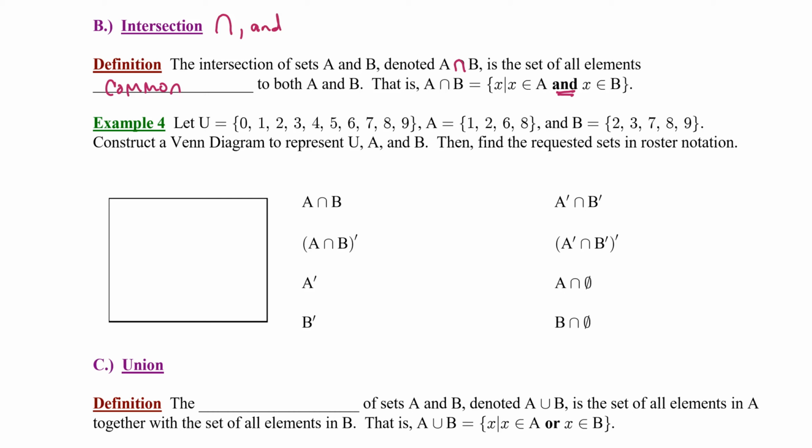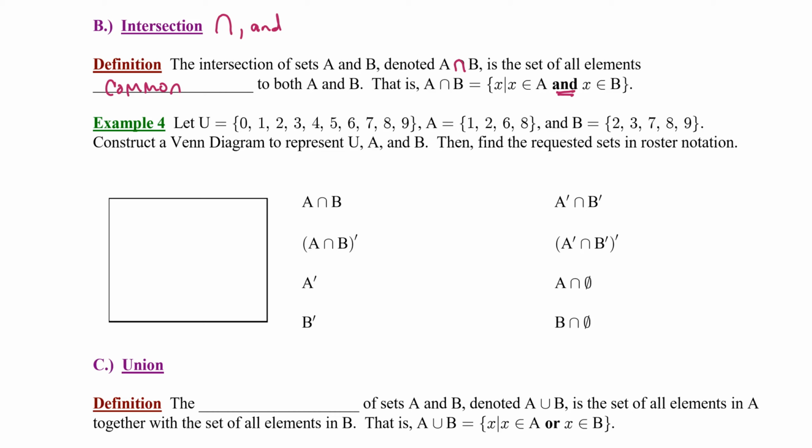Just a sneak preview, in the next chapter we'll be studying logic. We'll have a similar symbol to coordinate with the word and. Let's apply this to our sets. Let U, the universal set, contain elements 0, 1, 2, 3, 4, 5, 6, 7, 8, and 9. Now we're going to define two subsets. Set A contains values 1, 2, 6, and 8, and B contains values 2, 3, 7, 8, and 9. Construct a Venn diagram to represent U, A, and B. Then find the requested sets in roster notation.